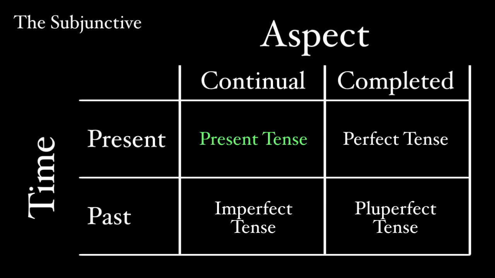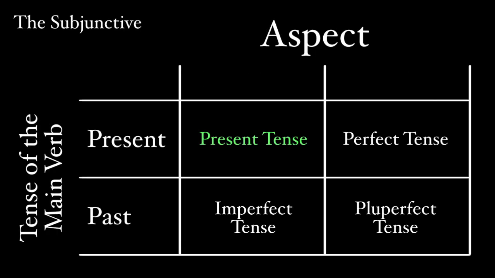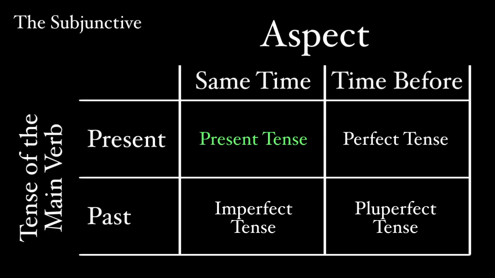Let's make a couple of slight modifications to this chart, though. For the present and past times, let's make this the tense of the main verb. And instead of continual and completed aspects, let's change it to same time and time before. So here you go. From this chart, you can see that the present subjunctive is used only in sentences where the main verb is in the present, or future, I suppose, tense. And this present subjunctive actually illustrates an action happening at the same time as the main verb. Confusing, I know, but very important too.